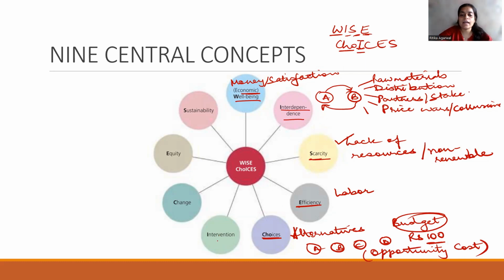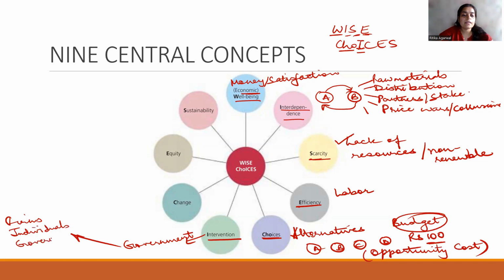Now, the next letter here is I, that is intervention. The only intervention in economics is by the government. The government is a proper authority, or you can say an entity that controls and supervises each and every other entity in the economy. In general, we have three entities: firms, individuals, and the government.